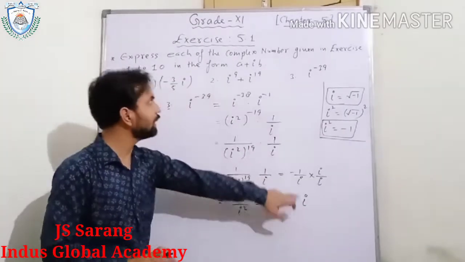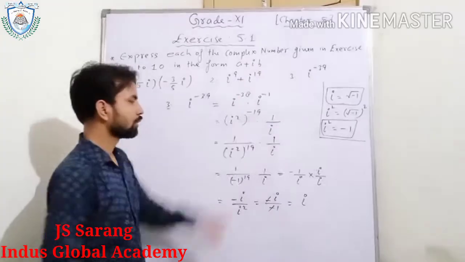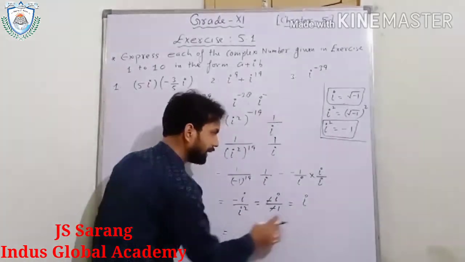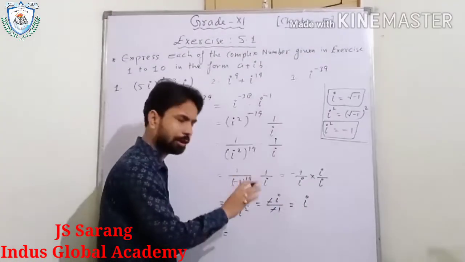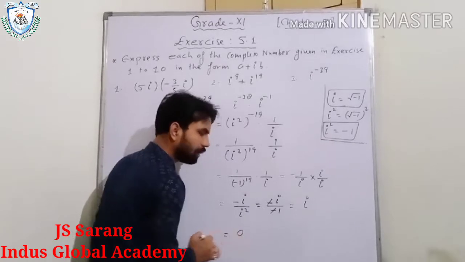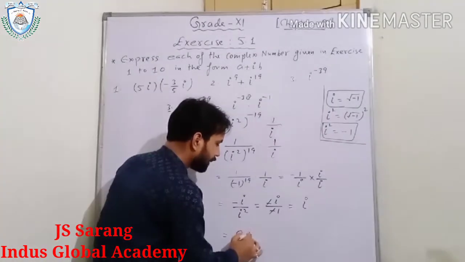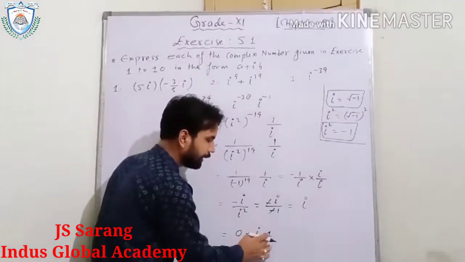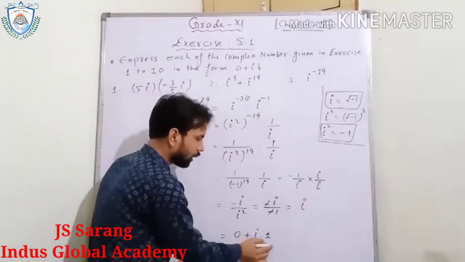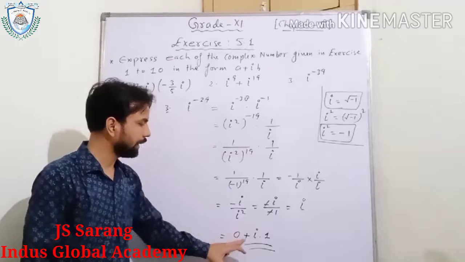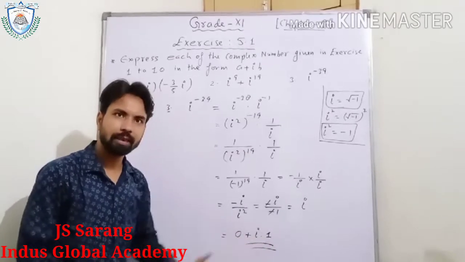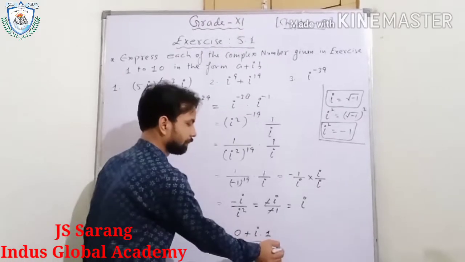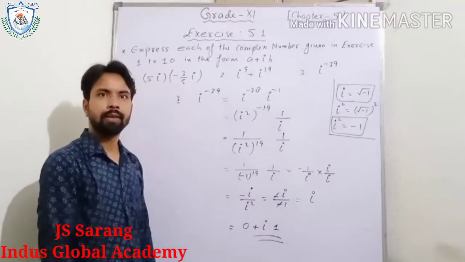But this is not in the form a plus ib. So what will we do? i is here, but the real part is not here. So in place of the real part, we can put 0 plus i into b, where b is 1, because i into 1 gives you i. So now this is in the form a plus ib. Hope it is clear. Good. Clear?